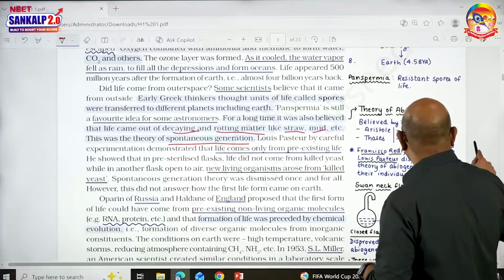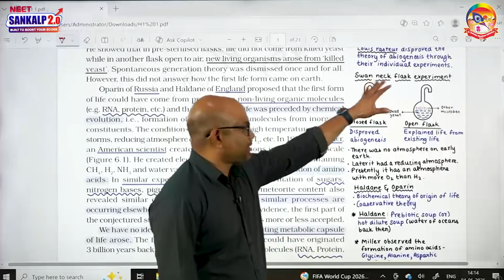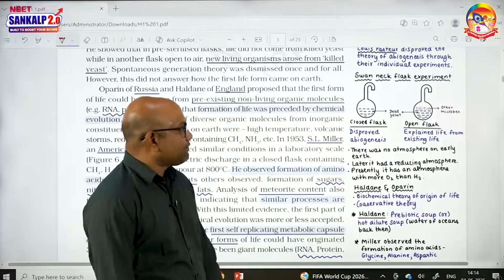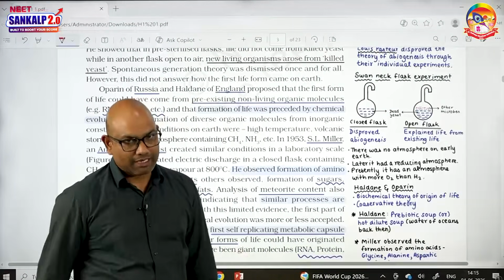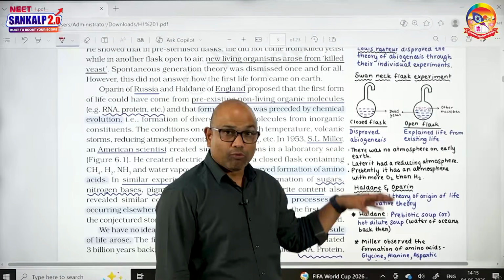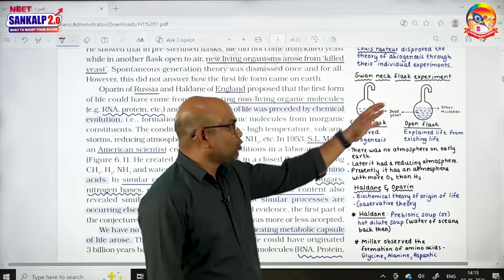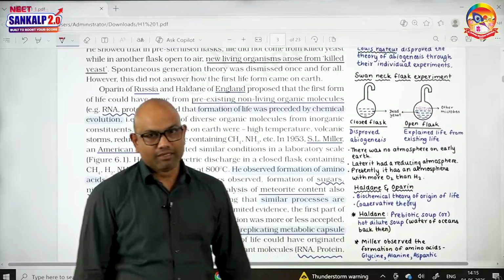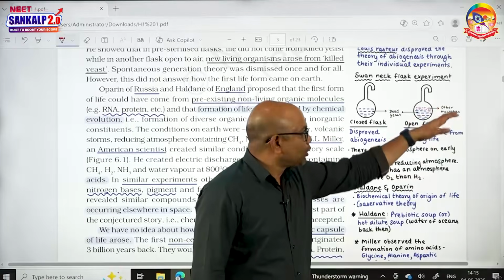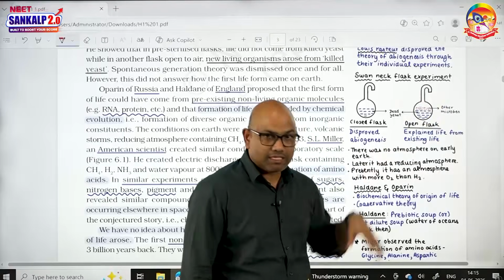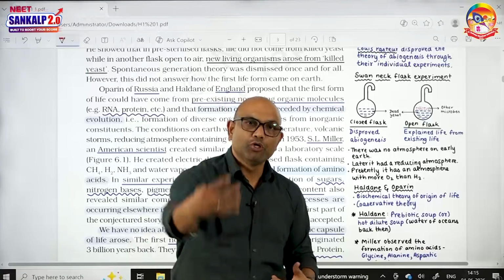Here I would like to discuss the experiment conducted by Louis Pasteur, called the swan neck flask experiment. In the swan neck flask experiment, he took sterilized flasks free from microbial contamination, and into the flasks he took boiled meat broth, or you can also say dead yeast. Then he closed one flask and kept the other flask open. After a few days, when he observed, in the open flask, microbes present outside entered into the flask. Using that boiled meat broth as nutrients, they multiplied and produced new microbes.